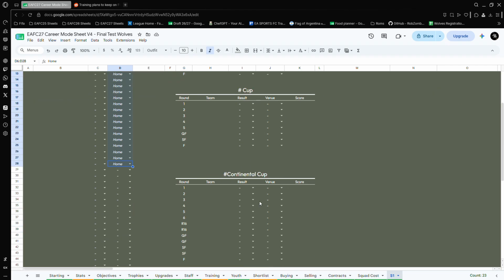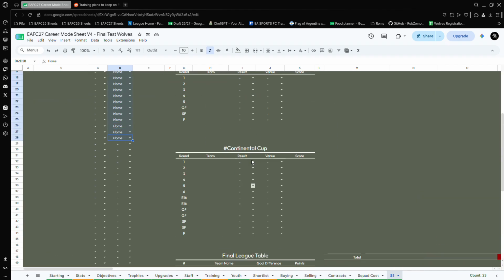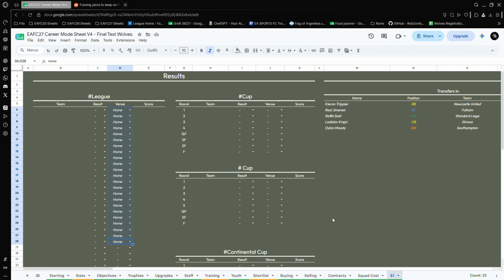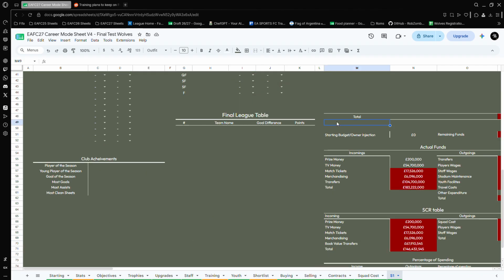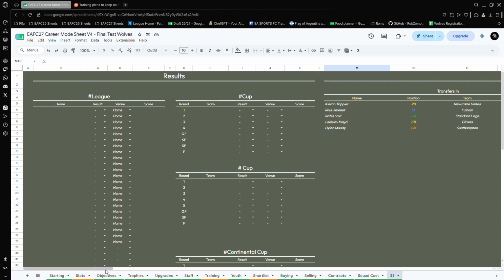Cup matches, you can just fill in as you go along, and then you've got Continental Cup. So the more matches that you actually play, the more money you're going to get from the ticket sales, which is quite good. At the bottom, there's a final league table, so you can keep track of these details, and also your club achievements there. And then on the right, you've got the transfer section.